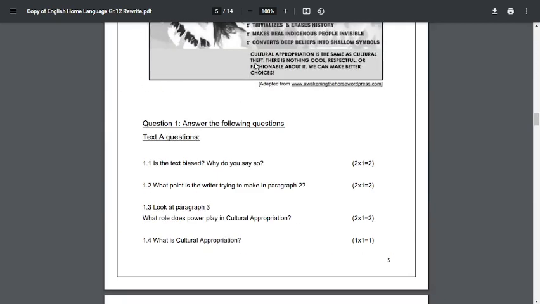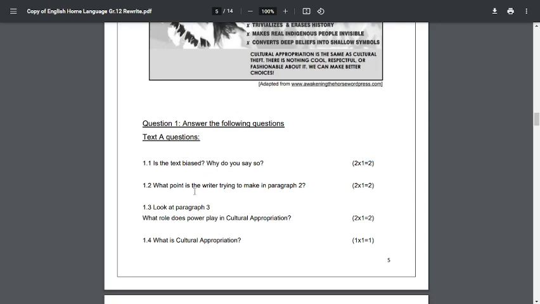And then another thing to watch out for is the mark allocation. So here you can see how the mark allocation is. It's 2 by 1 equals 2. What does that mean? That means that there are 2 marks available, right? And how do we get those marks? There are 2 1 marks. This means that there are 2 separate things that we are marking, 1 point each. So you get 1 mark for is the text biased, yes or no, and then the reason. Why do you say it is or why do you say it isn't?